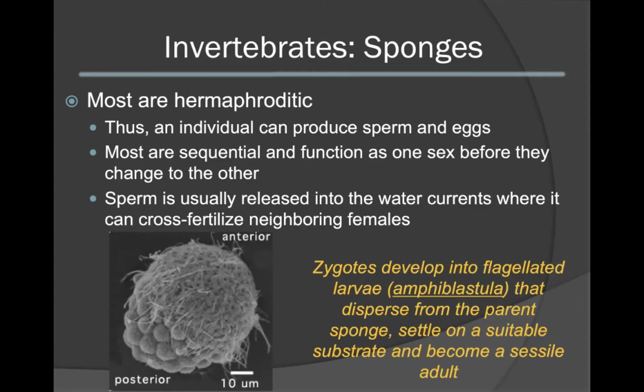Zygotes that form from the fusion of the sperm and the egg develop into a flagellated larva called the amphiblastula. This larva is important in providing a dispersal mechanism from the parent. These amphiblastulas can then swim around and settle on a suitable substrate. Once they settle, they can develop into a sessile adult.